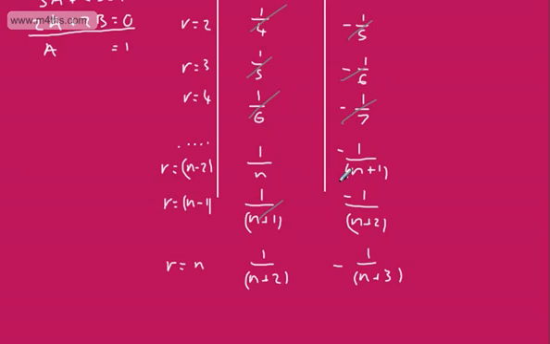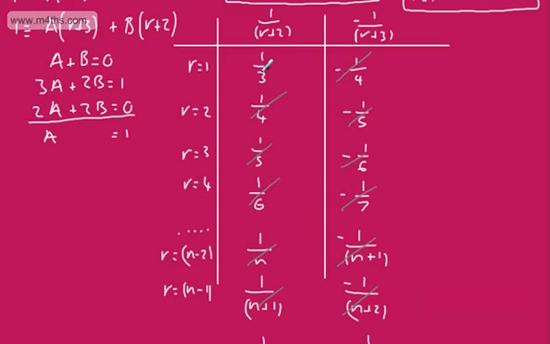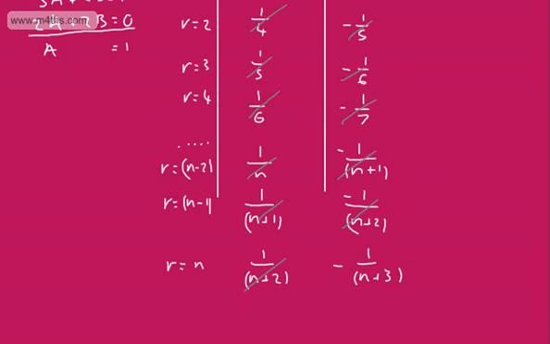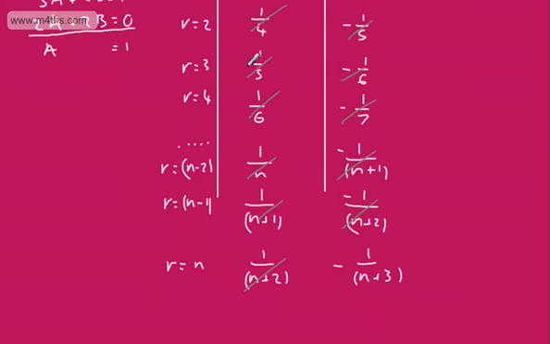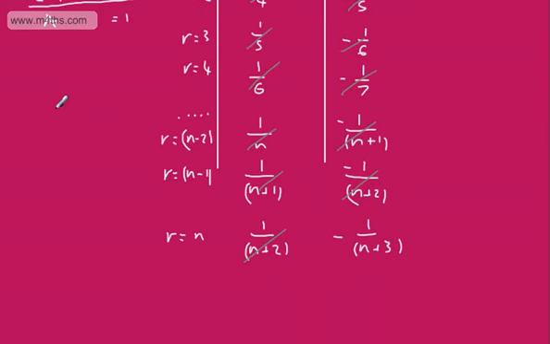1 over n plus 1 minus 1 over n plus that one. That one is going to go with the one above. That one will go with that one. And we're left now with the following scenario. We've got 1/3 minus 1 over n plus 3. So our whole series has collapsed to give us the first term of the third minus the last term.